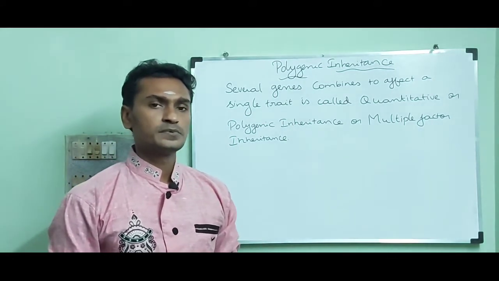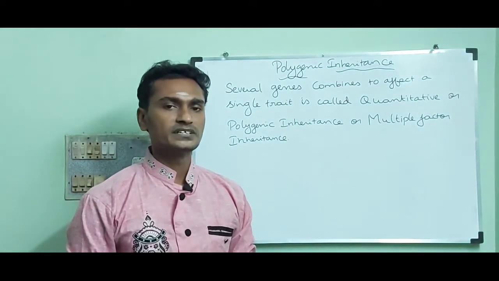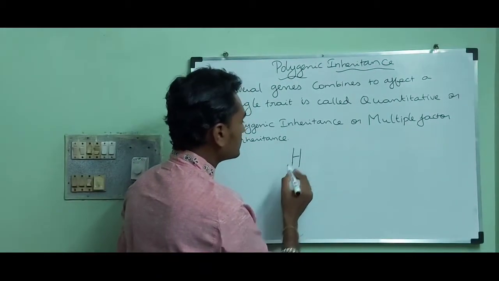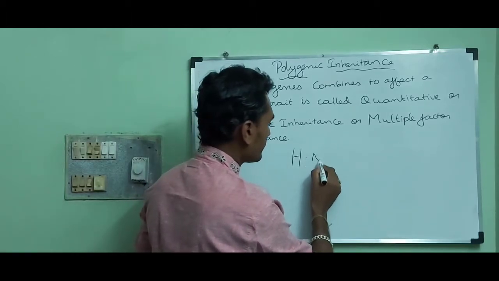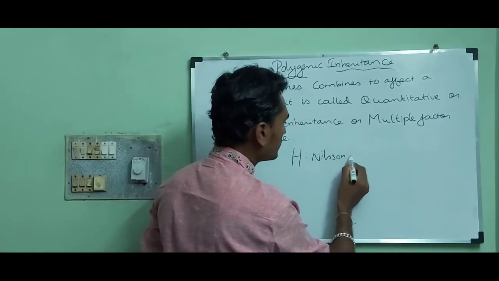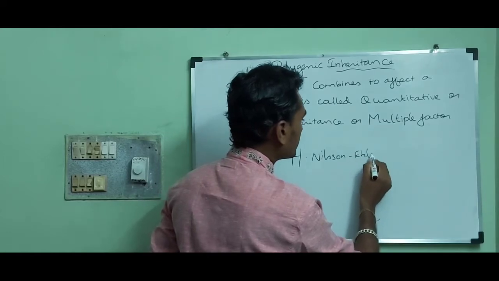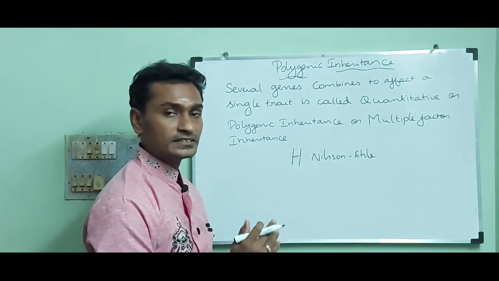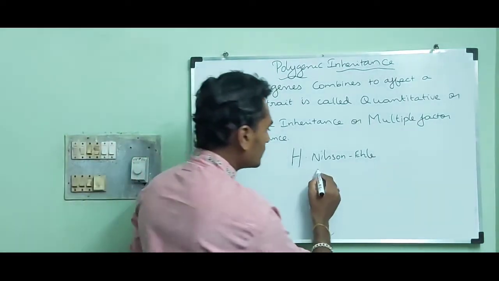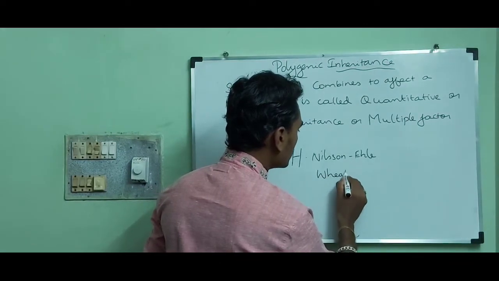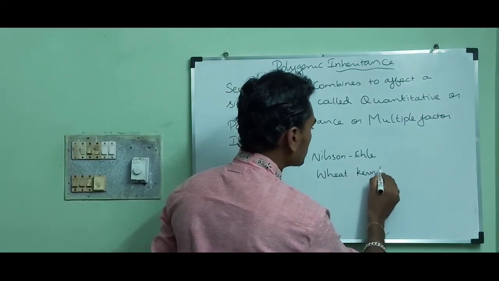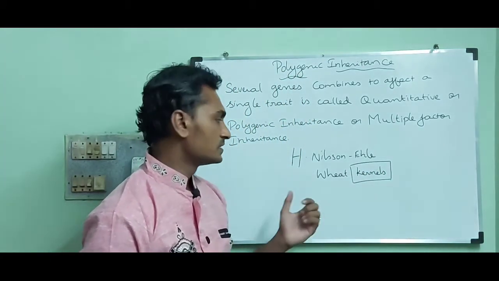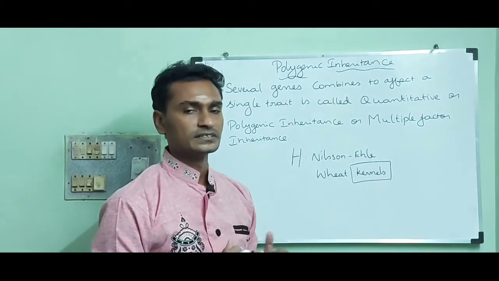Then this experiment was discovered by Swedish geneticist H. Nilsson. H. Nilsson discovered this experiment and demonstrated this event in wheat kernels. Kernels are nothing but the edible part of a nutshell or the edible part of a grain.